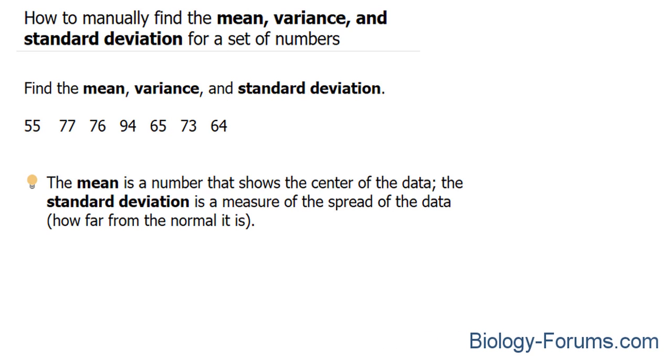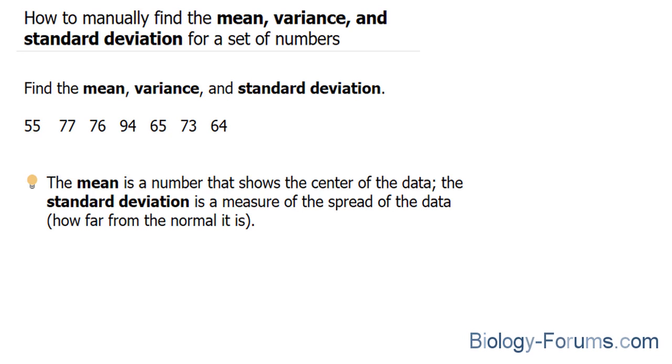In this video, I will demonstrate how to find the mean, variance, and standard deviation for a set of numbers. I've randomly selected 7 numbers as shown here, and in order for you to find the variance or standard deviation, you need to start off by finding the mean, which means the average.